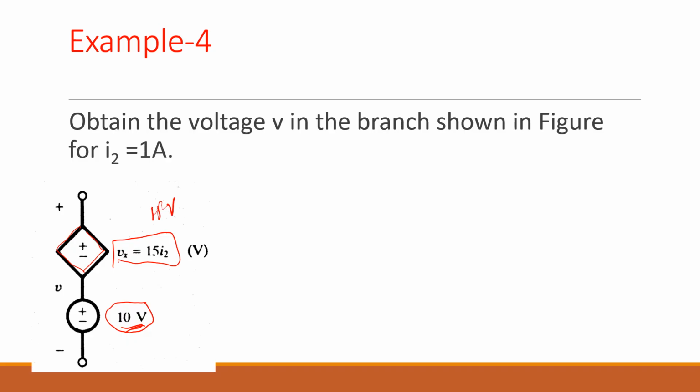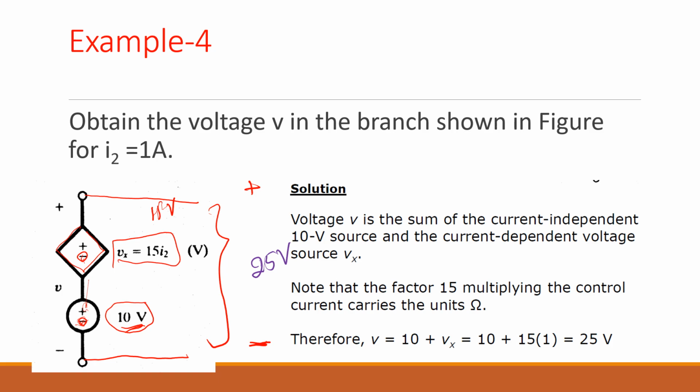They are asking us to find the voltage in the branch, this. You can say both are in the same direction: negative at the bottom and positive at the top. So we can say the total voltage here, negative side and positive side, will be 25 volts. We need to look at the signs where you have the positive and negative, because depending on that, this total voltage will be different.